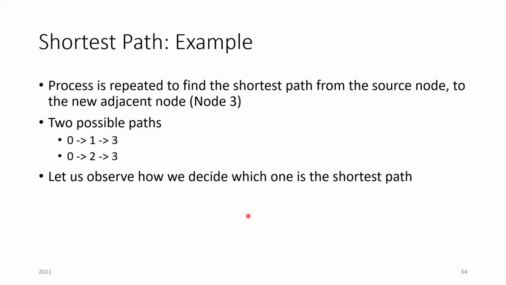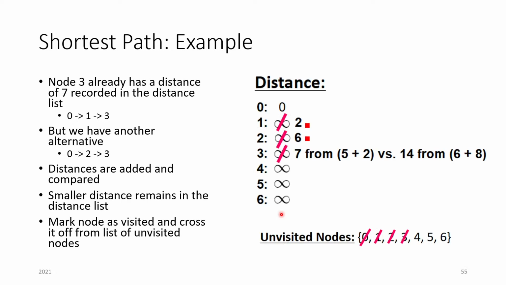So we repeat the process as required from the adjacent nodes of our shortest path estimate to the new adjacent node that is connected in our graph. So there are 2 possible paths that we just saw. There was 0, 1, 3 and 0, 2, 3. And let's see how the algorithm here will decide which one is the shortest path.